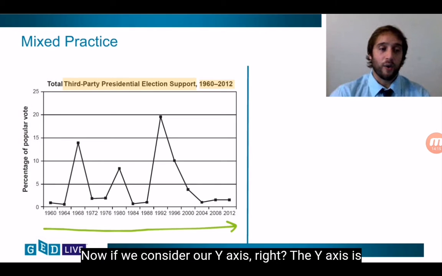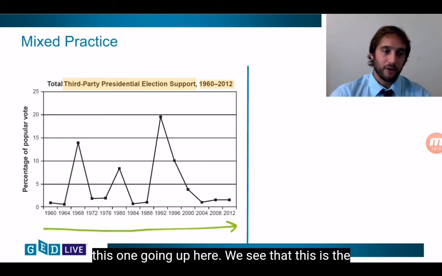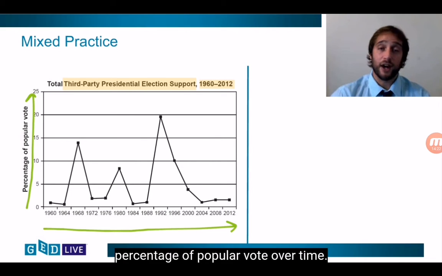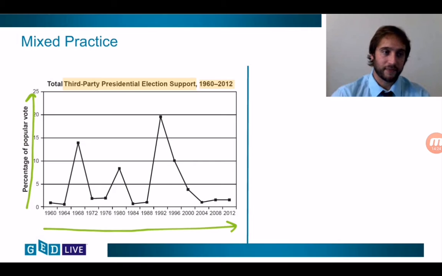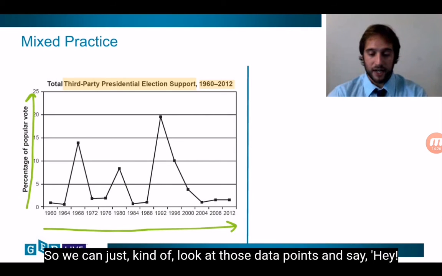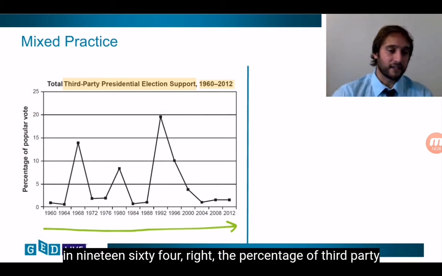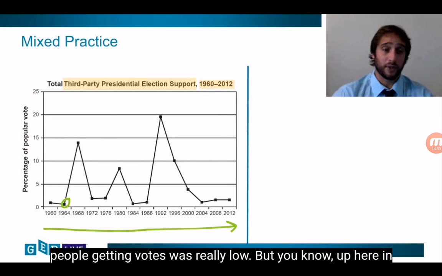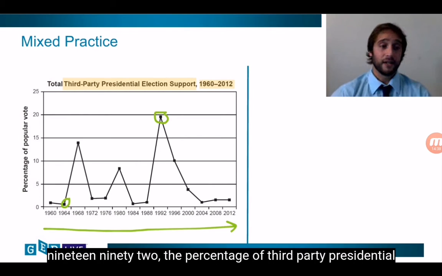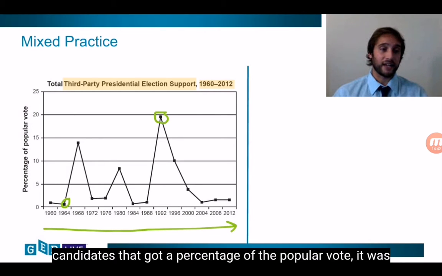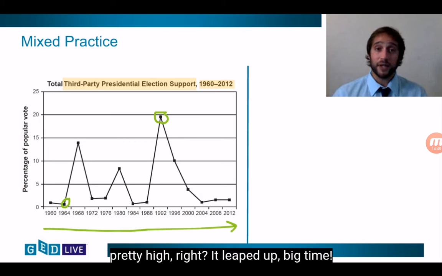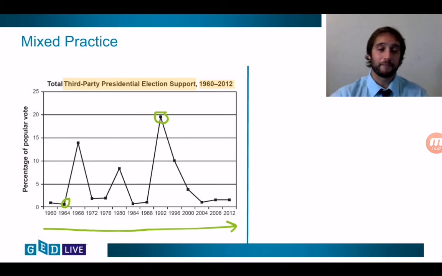Now, if we consider our y-axis, the y-axis is this one going up here, we see that this is the percentage of popular vote over time. So we can look at those data points and say, hey, in 1964, the percentage of third-party people getting votes was really low. But up here in 1992, the percentage of third-party presidential candidates that got a percentage of the popular vote was pretty high, right? It leapt up big time.